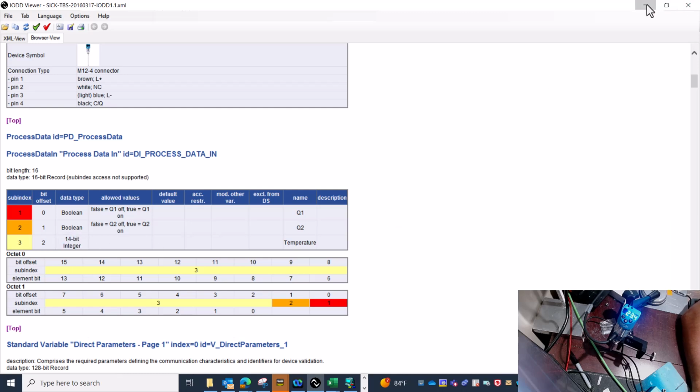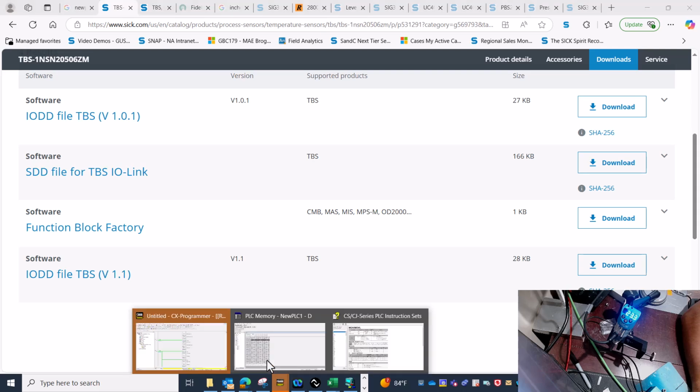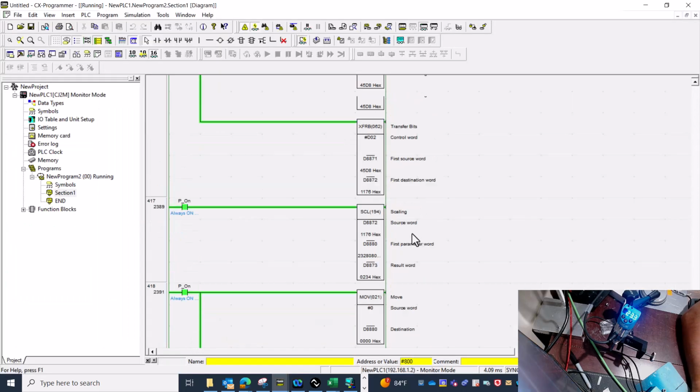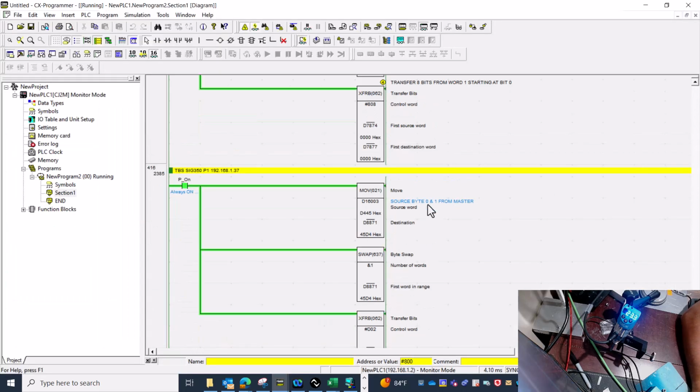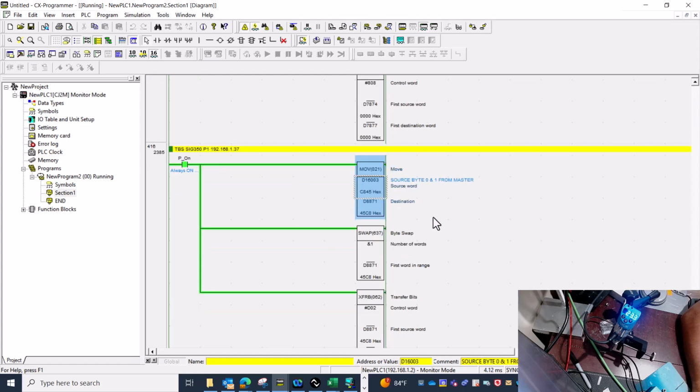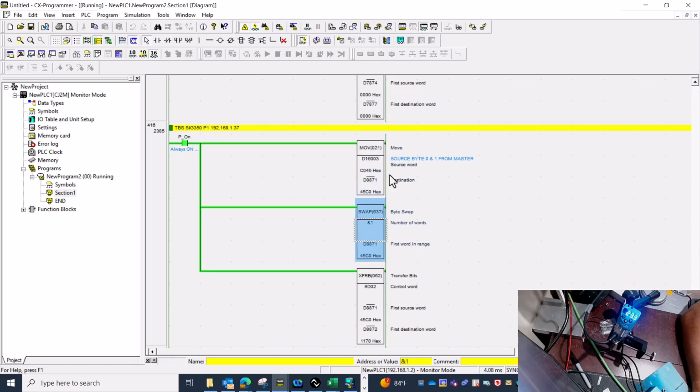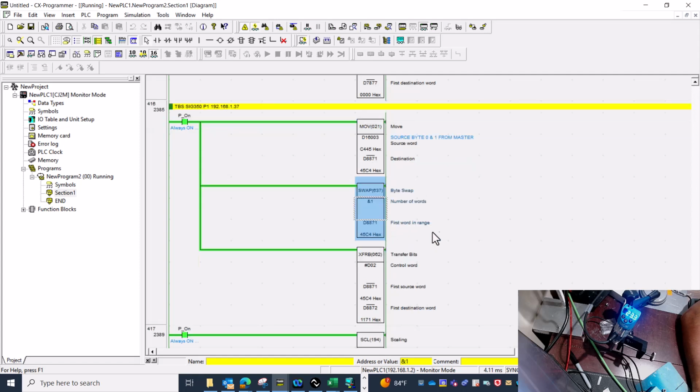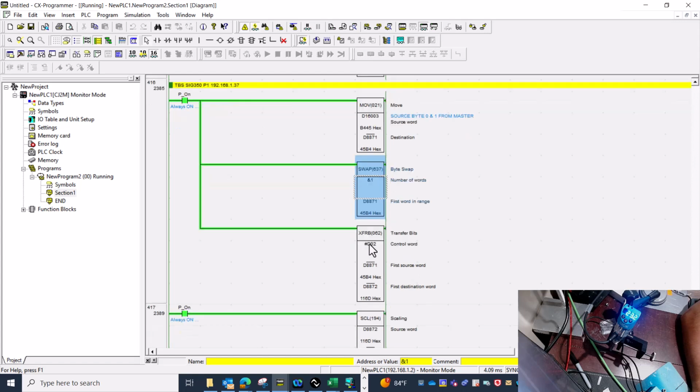So I've already got this set up in my PLC program, and I'll show you how I did this. First, I brought the data in over IO-Link. I brought those 2 bytes in. Then I did a byte swap, and then I use this XVer to transfer bits so that I could break out those 14 bits that I have here.